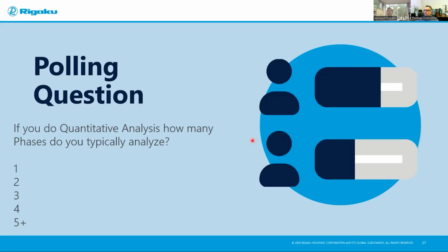Okay. All right. So from there, let me go ahead and launch the next poll question. It's been on the screen here for everybody to read. So hopefully we'll get some quick answers. If you do quantitative analysis, how many phases do you typically analyze? It's just going on in order here. So we want to see the complexity of what our attendees observe or are working on.